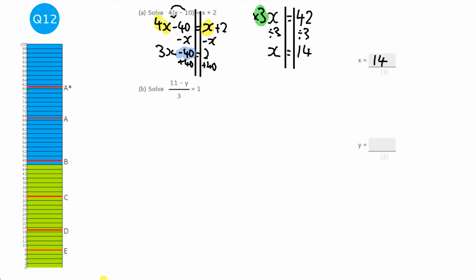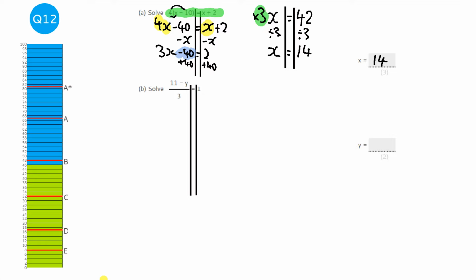Okay, I could put that 14 back into the equation up here and check that it works, but probably I'd do that if I had some time left in the exam. Okay, let's go on to the next one. So I'm going to do the same thing again and put my lines down.